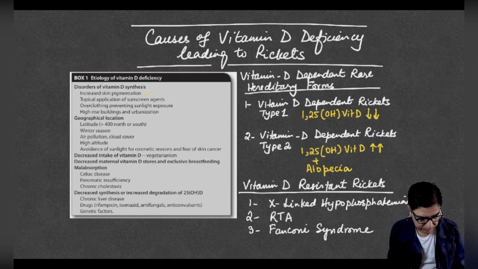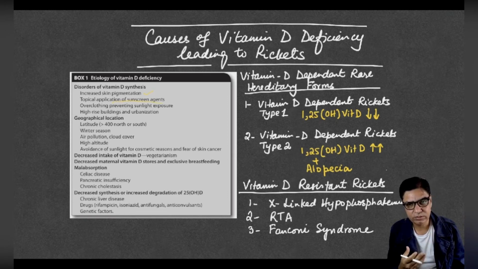Similarly, topical application of sunscreen agents. Some people, because they are more worried about their skin color, apply sunscreen, SPF 30, 50 and above. Obviously that blocks the ultraviolet rays, and ultraviolet rays are what is needed for conversion of cholesterol in the skin to vitamin D3.